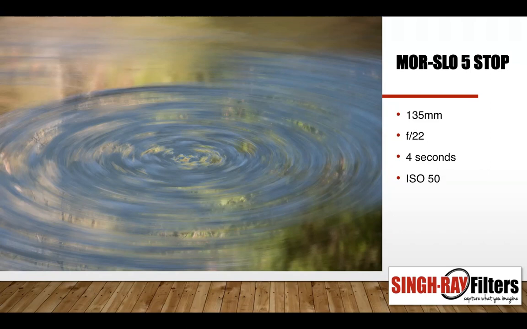I tried various options. I used the variable ND filter, I used the 10 stop, and I found that at 10 stops I was getting almost no texture. It became almost too smooth. So in the end, I ended up using the 5 stop and got the effect that I wanted, with a little bit of texture in there, but enough motion to make it interesting.